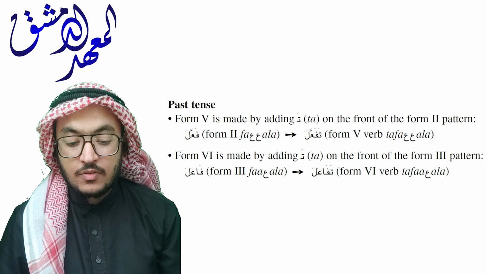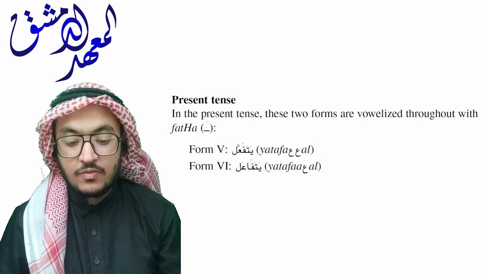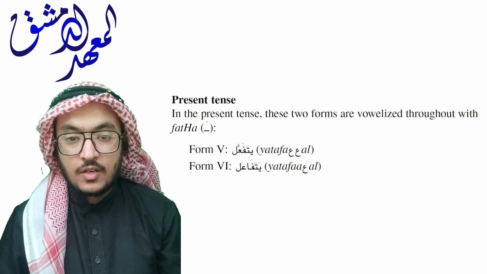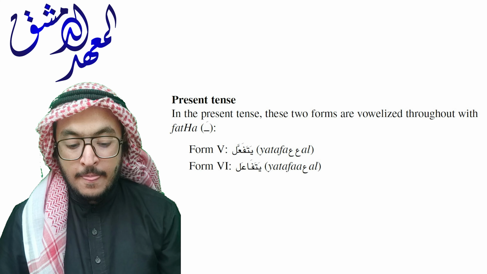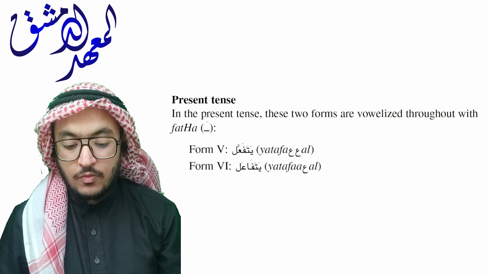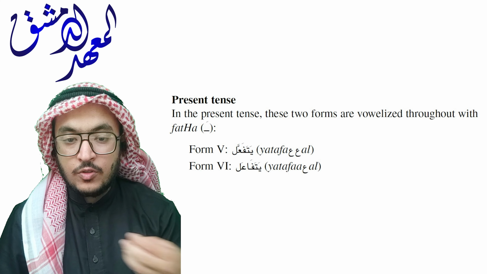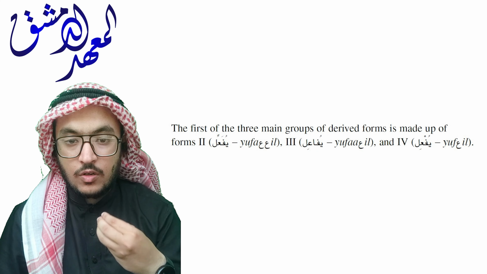So fa'ala becomes tafa'ala. And in the present tense, the two forms are vowelized throughout with fatha. So yatafa'ala is form 5 and yatafa'ala becomes form 6. Let's move towards the common meaning patterns of these forms. Form 5 can be connected to form 2 in the meaning as well as the structure. Form 5 is often reflexive of form 2. In other words, it has the meaning of performing an action on yourself, doing it on your own self.